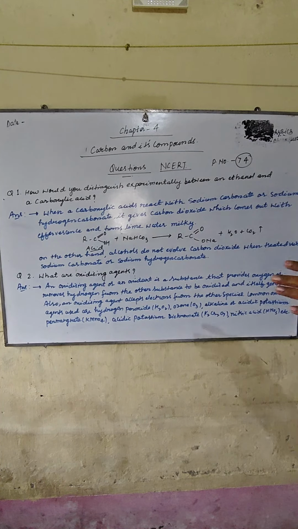So these are the two questions: how do you distinguish experimentally between ethanol and a carboxylic acid, and what are the oxidizing agents?